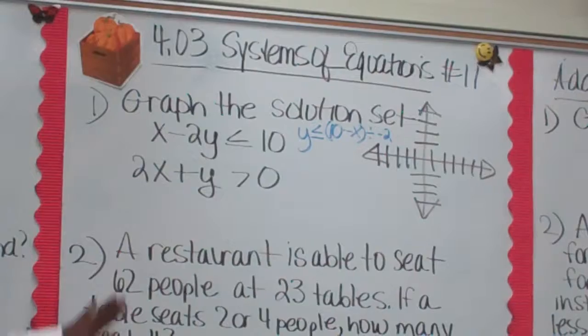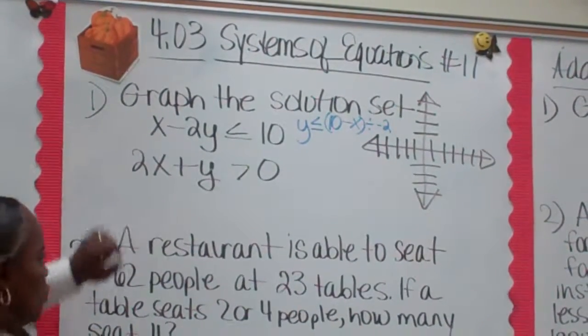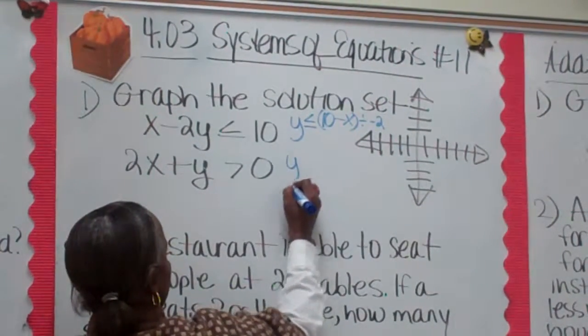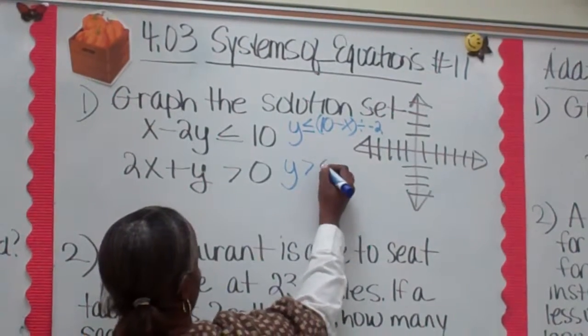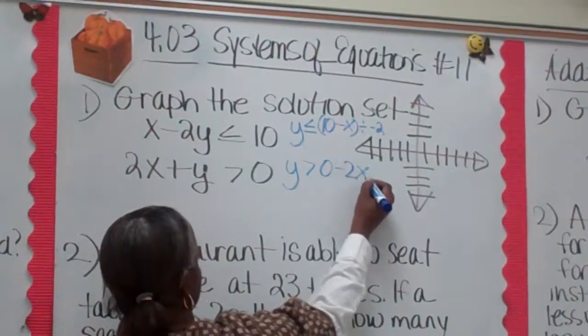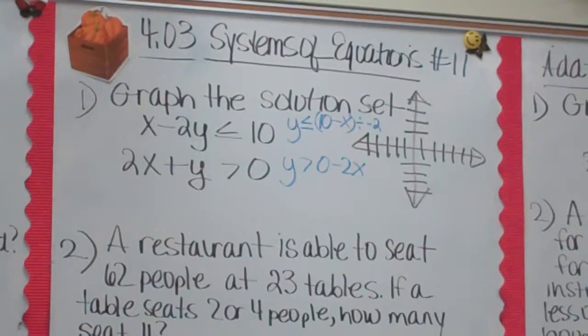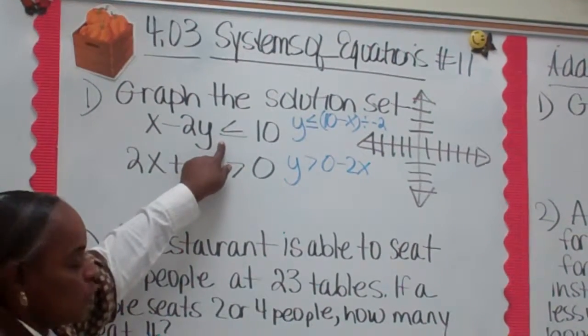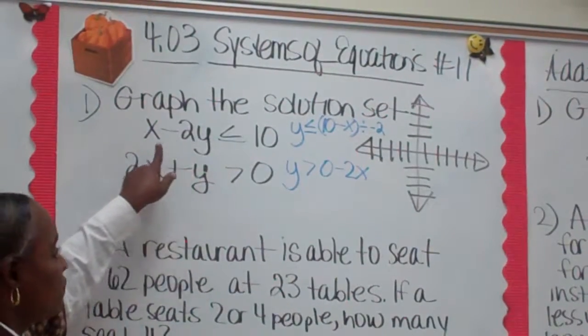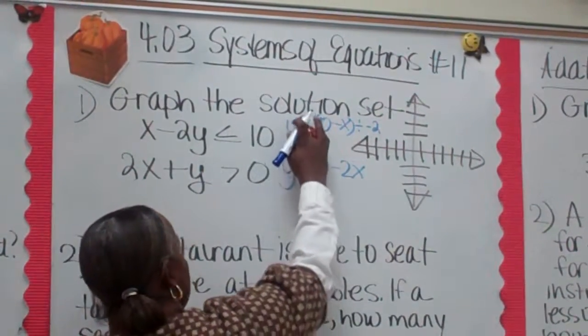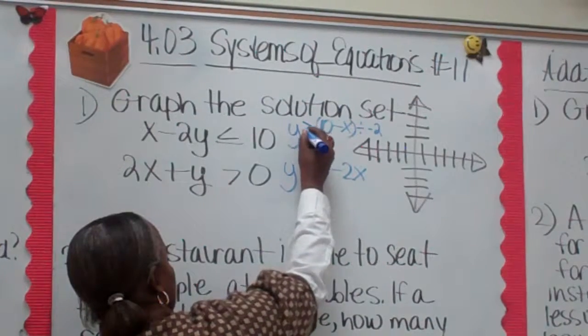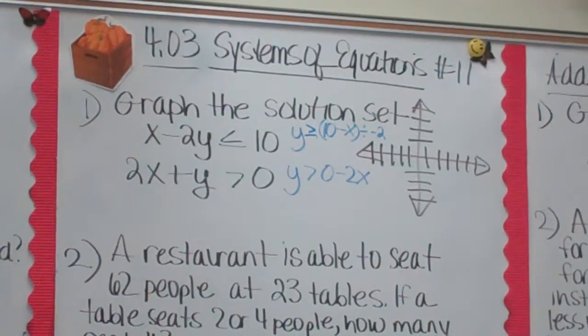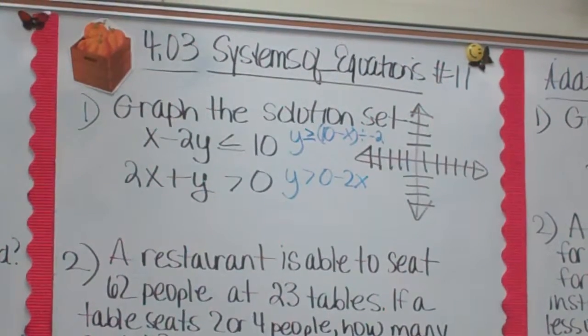The second equation, you're going to solve for y as well. You end up with y is greater than 0 minus 2x. Now, in the first equation, you may be thinking, why didn't we reverse that inequality there? When we divide by a negative number, we do need to reverse that inequality. So greater than or equal to.